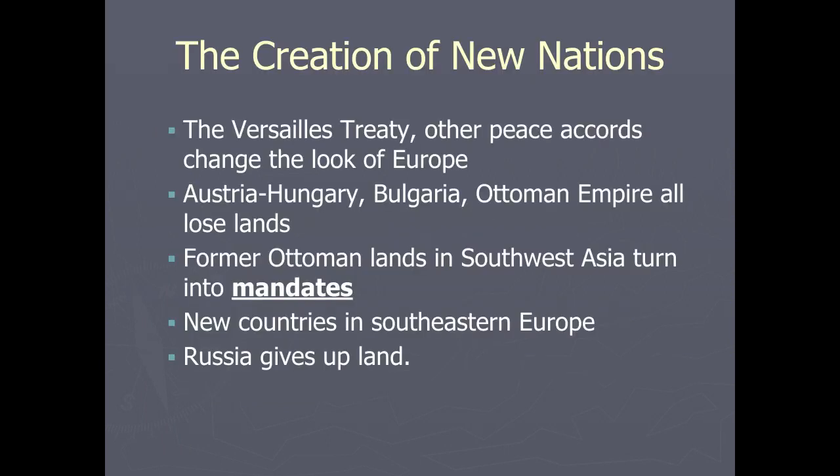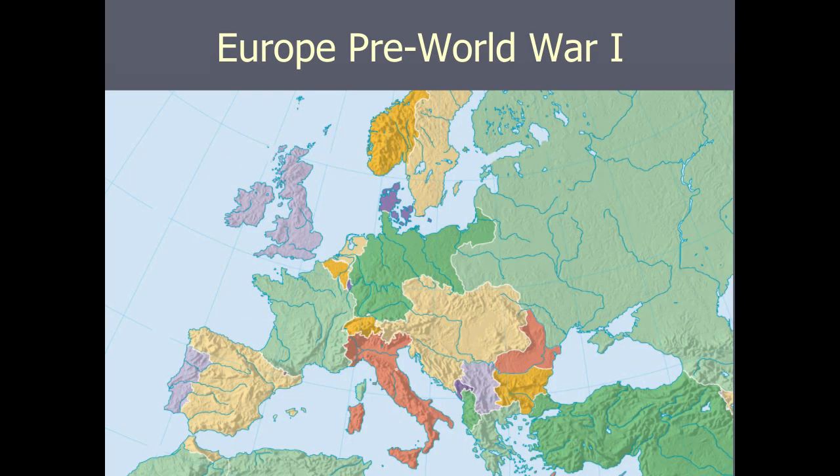There's other problems here, right? The Versailles Treaty and other peace accords change the look of Europe. Austria-Hungary, Bulgaria, and the Ottoman Empire all lose land and create new countries. Former areas that were controlled by the Ottoman Empire become new colonies or quote-unquote mandates of the League of Nations or Britain or France. Now, again, we call them mandates, but realistically, they're just colonies. The idea with a mandate is that at a specific time in the future, you'll eventually be your own country. But that is really vague and poorly defined and is up to the conquering power. Russia also gives up a bunch of land here.